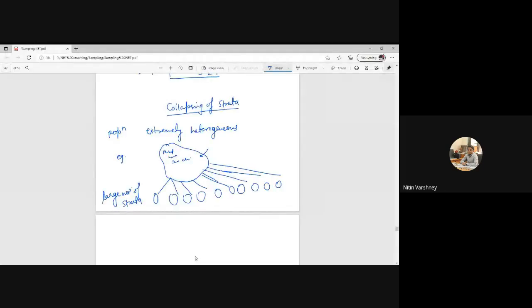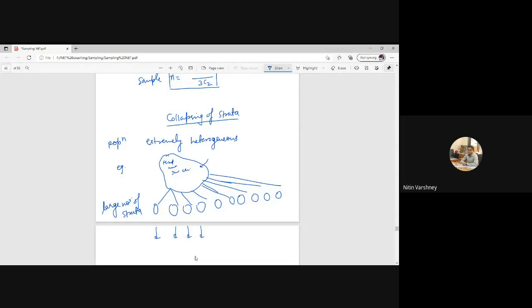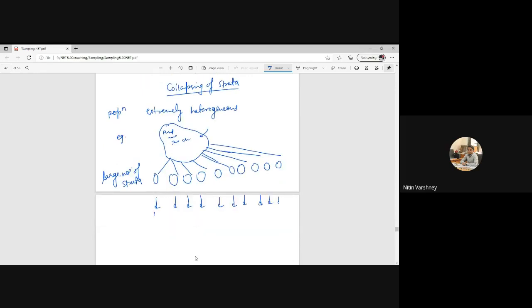Large number of strata we have to make. For this, stratification is carried to the extent that only one unit is selected. So we will do stratification so much that we will get only one sample from one stratum. So we will make so many strata that only one unit will be selected from each stratum.